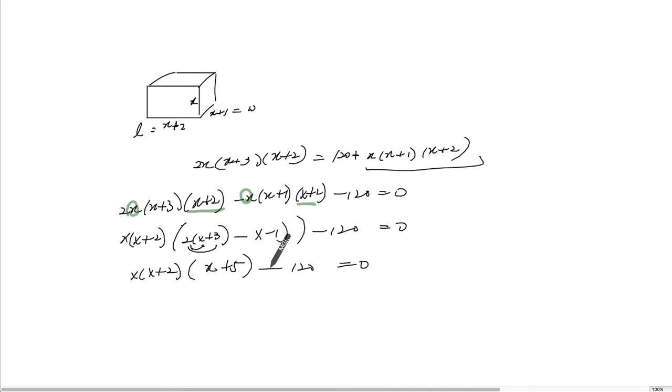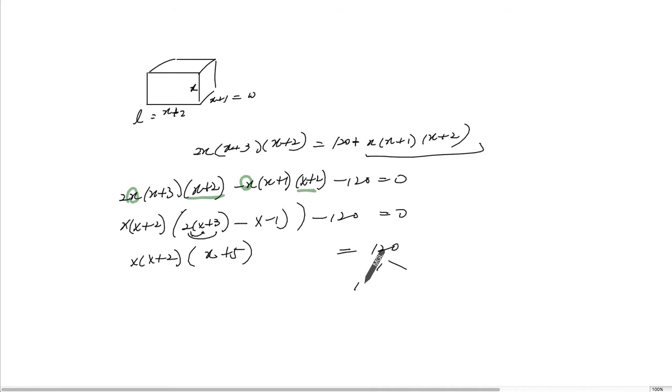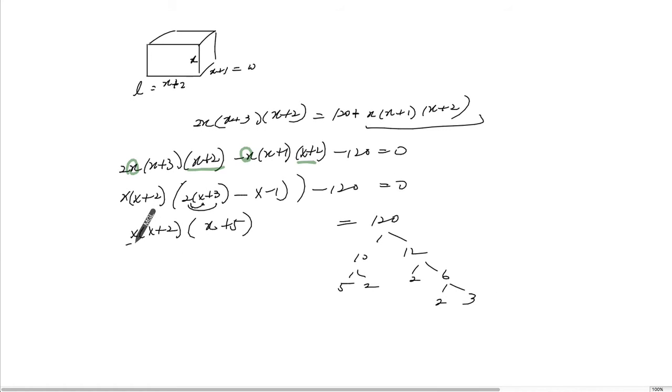Actually, let me bring the 120 over to the other side. Maybe we can do this by trial and error. This is 10 times 12, right? 5 and 2, and 2 and 6, 2 and 3. So these two numbers are exactly 2 apart. What numbers are exactly 2 apart? 2 and 4 are 2 apart. Then we have 5 times 3 as 15. It's a bit too far from 2.